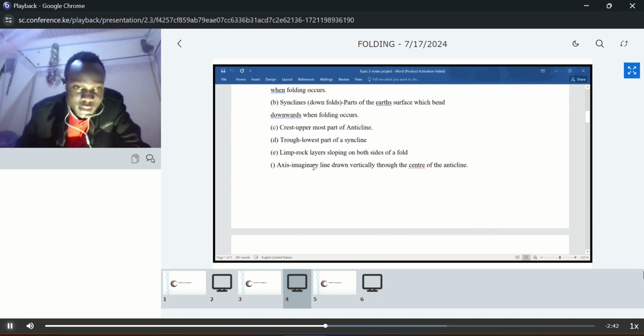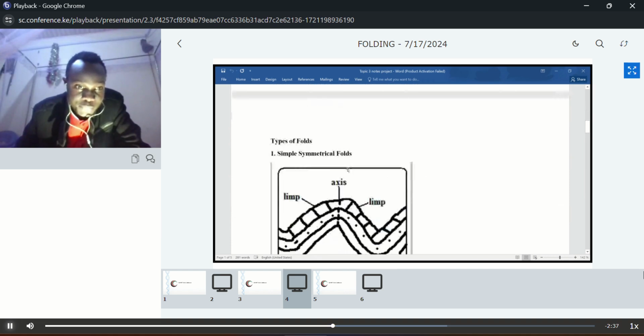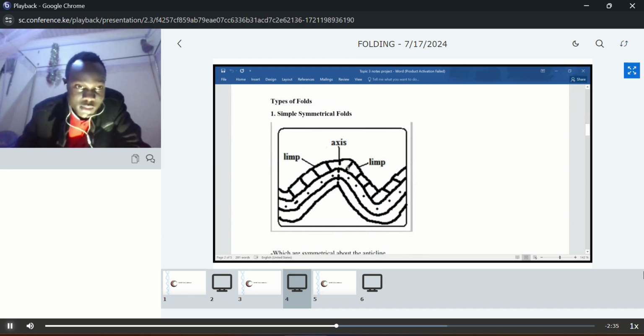Axis, it is an imaginary line drawn vertically through the center of the anticline. We have the types of fold. Number one is the simple symmetrical fold, and here is the image.